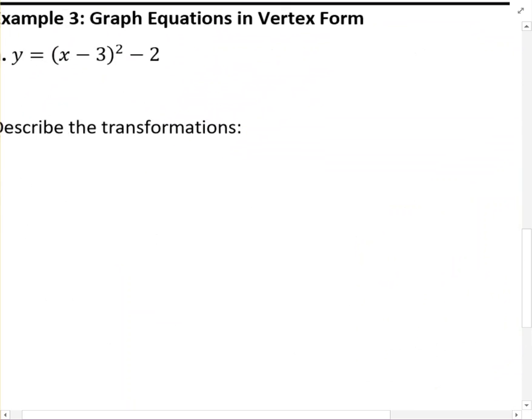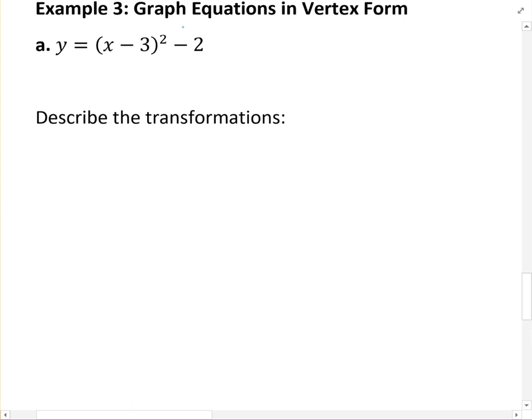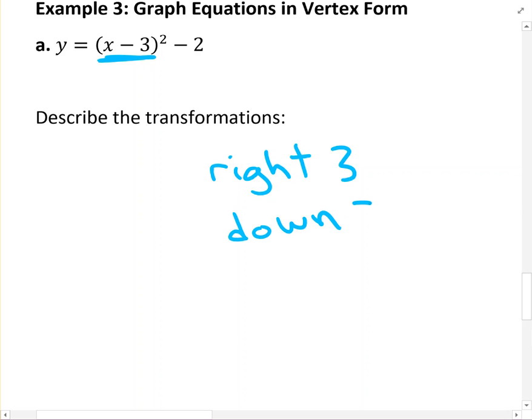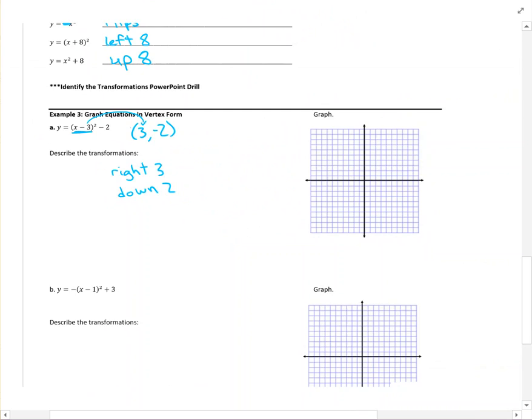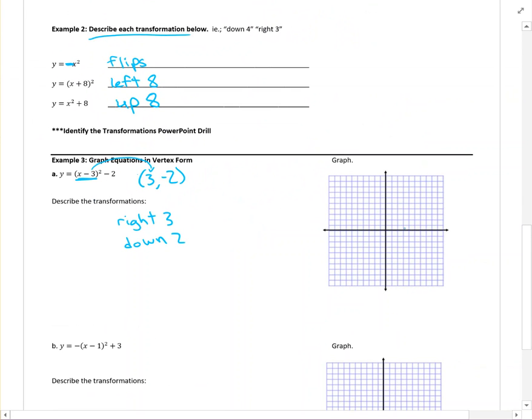Now describe the transformations for this one. Is it left or right 3? Moves to the right 3, and it moves down 2. Now we have to graph it. So state the vertex. It's 3, -2, because that h number is always opposite. And let's graph it. 3, -2.